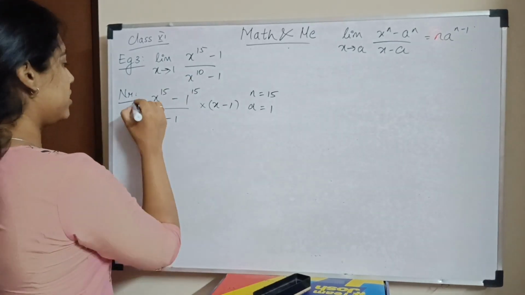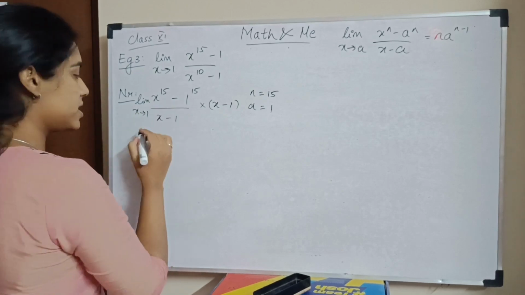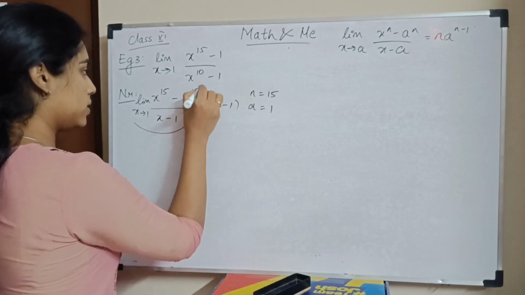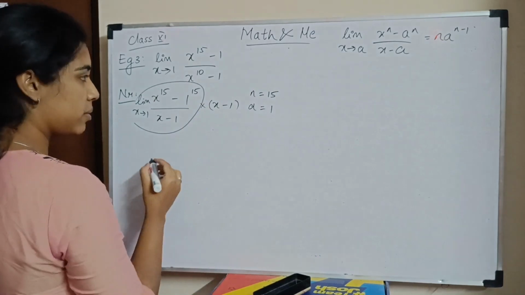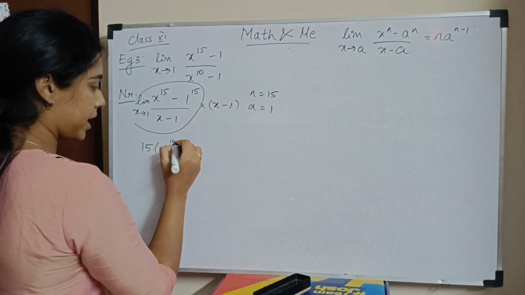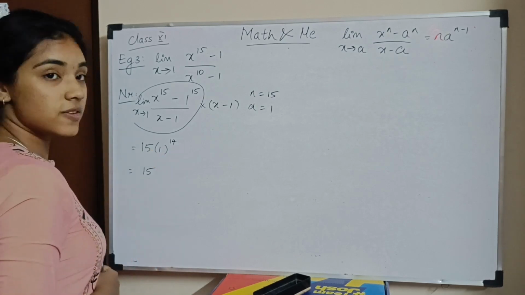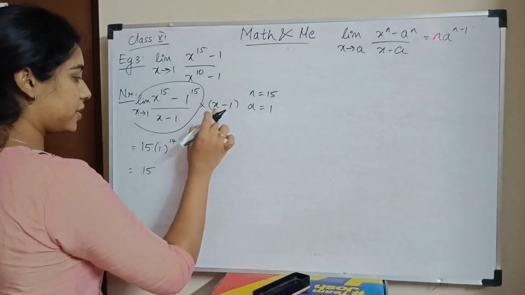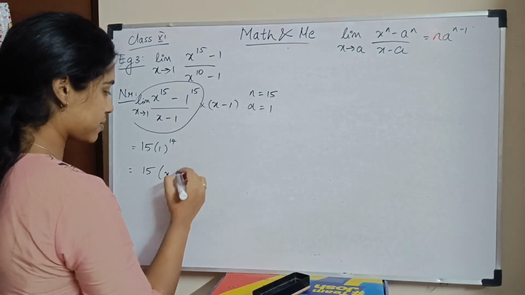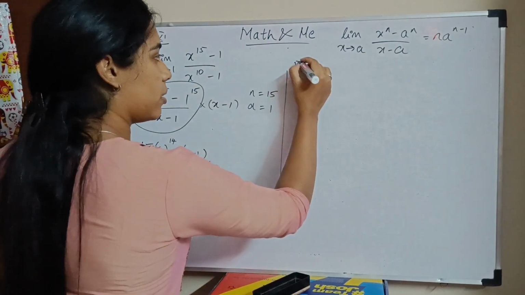Numerator when limit x tends to 1, this whole thing becomes n a to the n minus 1. What is your n? N a to the n minus 1. So what do you get? You get 15. So this is your numerator. 15 times x minus 1. The x minus 1 மறந்துடக்கூடாது. Okay. Now coming to the denominator.